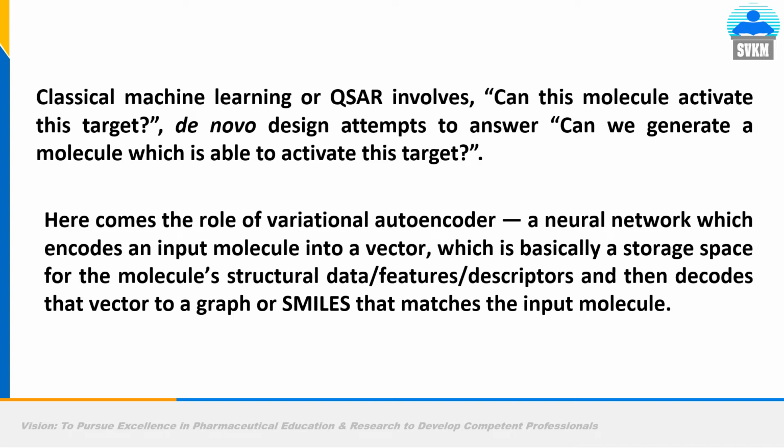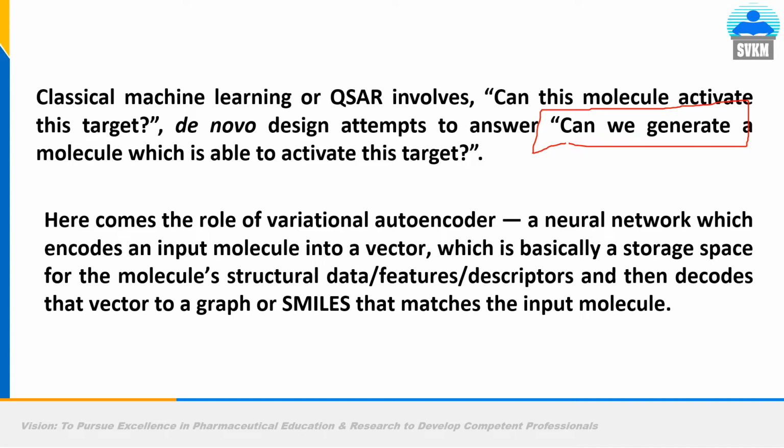De novo design attempts to answer, can we generate? This is the beauty and this is the most talked about type of feature of deep learning, not only in drug discovery or pharma or health domain, but in all the fields, domains, businesses, activities. This is the most important type of application of generative type of deep learning model. So autoencoder, basically its different types are known as generative type of deep learning model.